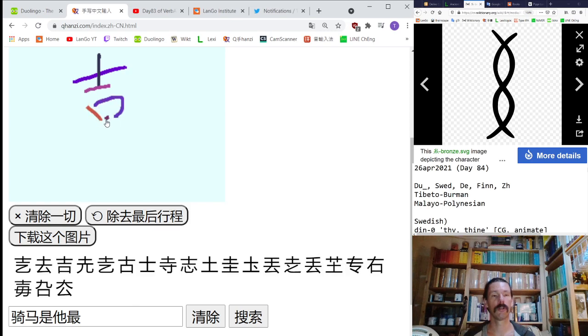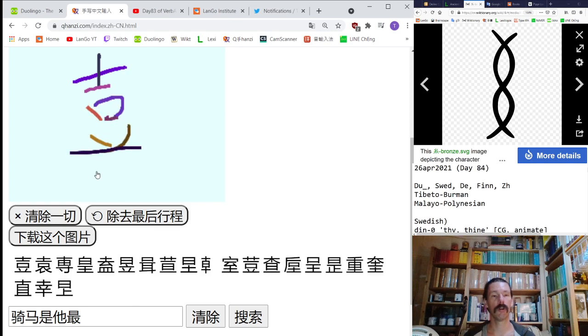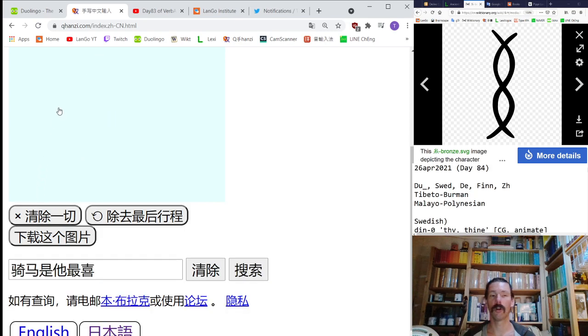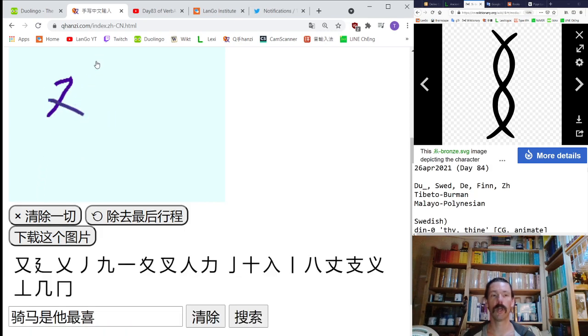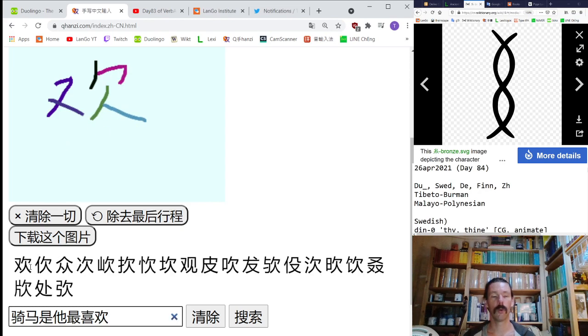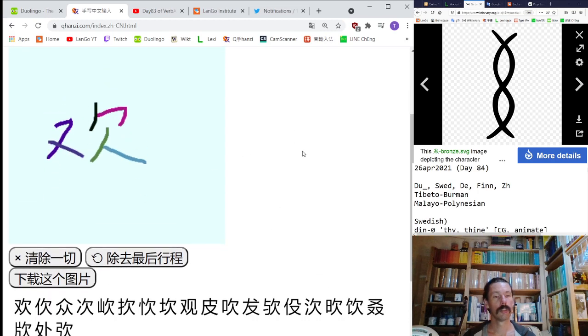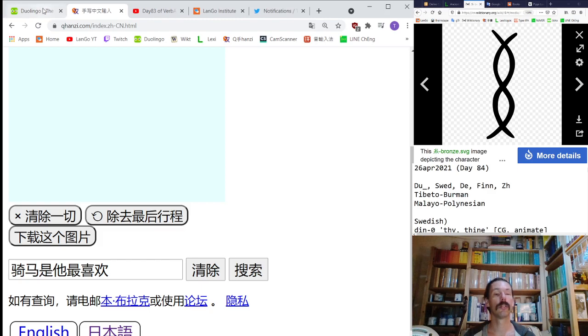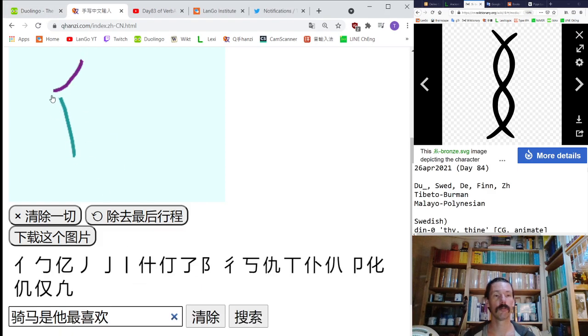G-R, T-R. 喜 is almost always followed by 欢 in Chinese, this character. 喜欢, to joyfully enjoy something, kind of a tautological one. To cherish and rejoice, maybe, I don't know. 喜欢是他最喜欢的运动, right? His favorite sport.